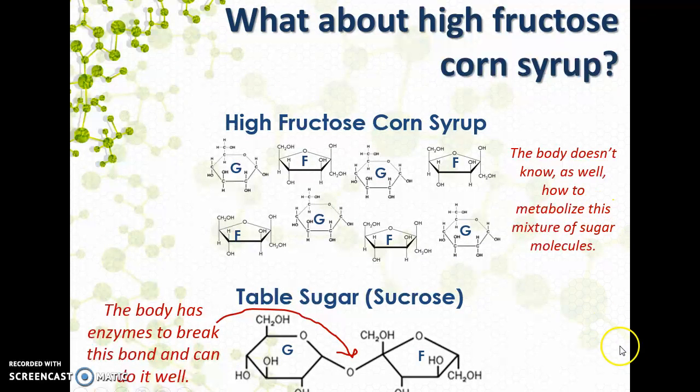What does this mean for your body? Your body is really good at metabolizing glucose. It's not that good at metabolizing fructose. So your body doesn't really know how to metabolize this mixture of sugars. Your body has specific enzymes that can metabolize glucose, but it's not very good at metabolizing fructose.